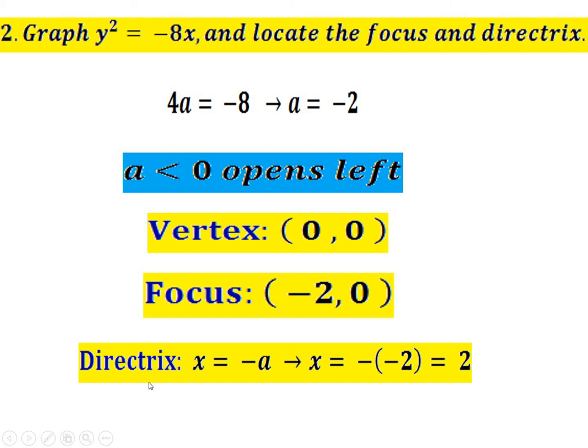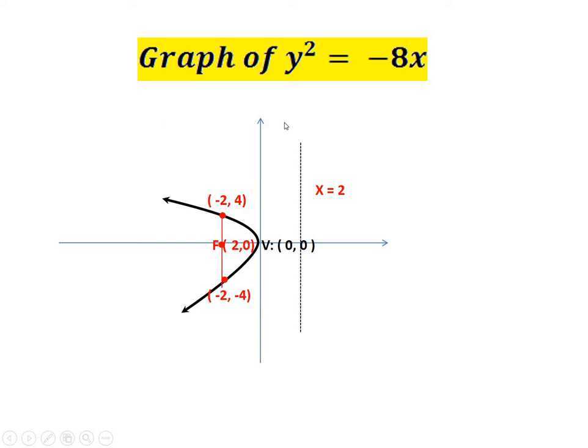The vertex is 0, 0. The focus is negative 2, 0. For the directrix, by substitution, we have x equals negative a, so it will be negative of negative 2, so it is positive 2. And let's see the graph. This is the graph of y squared equals negative 8x.